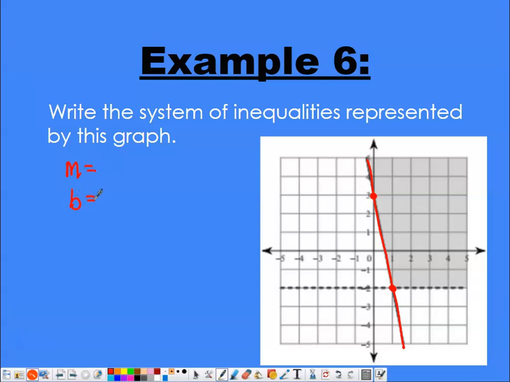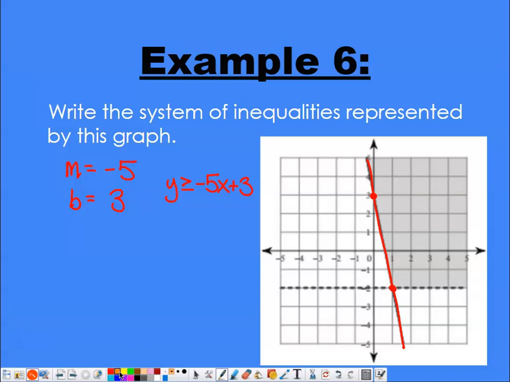So the slope here, I go down 1, 2, 3, 4, 5 over 1. So we have a slope of negative 5. And that y-intercept is positive 3. I see that we have that solid line, and it is actually shaded above technically. I know it kind of looks to the right, but it's technically shaded above. So that inequality is y is greater than or equal to negative 5x plus 3.